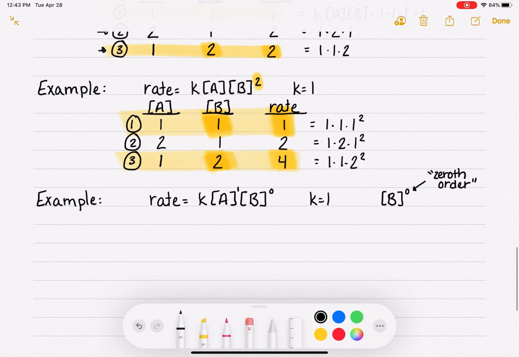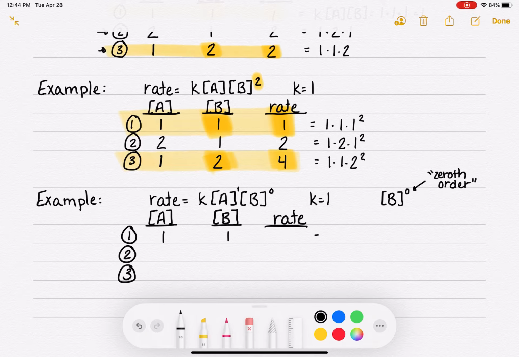So what does it mean to be 0th order? Well, let's go through our trials again. We're going to run 3 trials of this reaction, and we will look at how changing the concentrations affects the rate. So let's say we start with concentration of 1 for A and 1 for B, and what would the rate be? The rate is K, which is 1, times the concentration of A, which is 1, times the concentration of B to the 0, which is 1. If you can't remember how to do something to the 0th power, you can always plug it into your calculator.